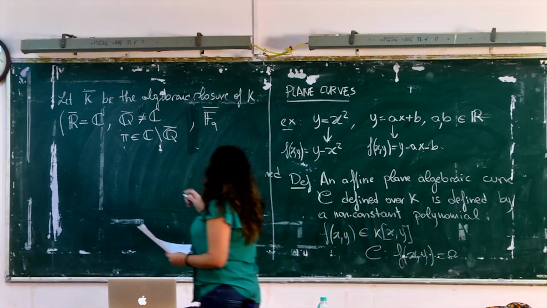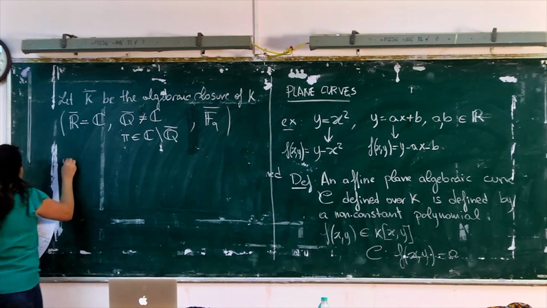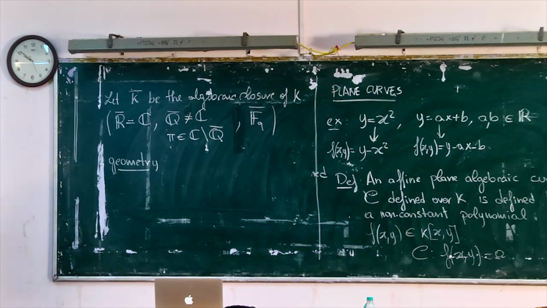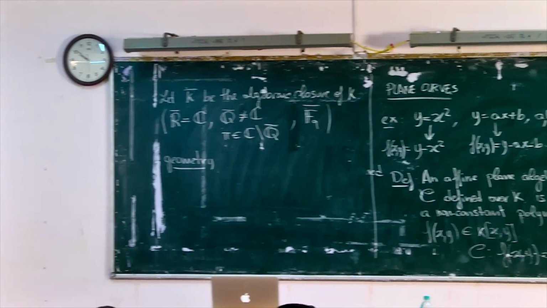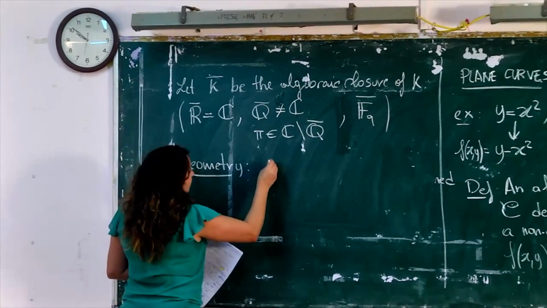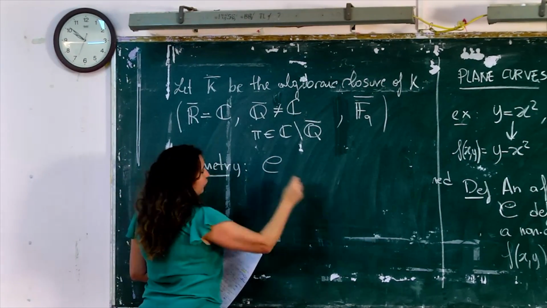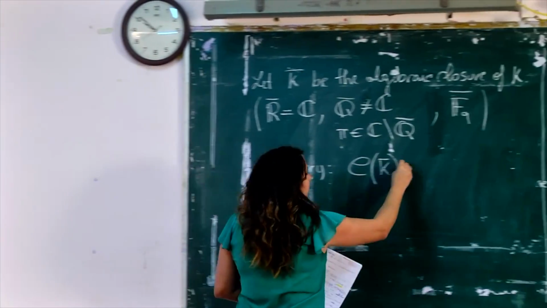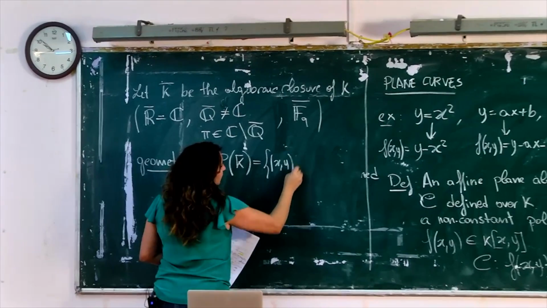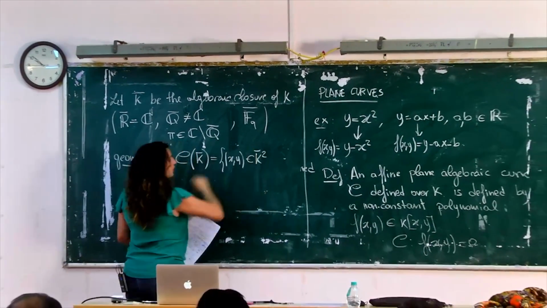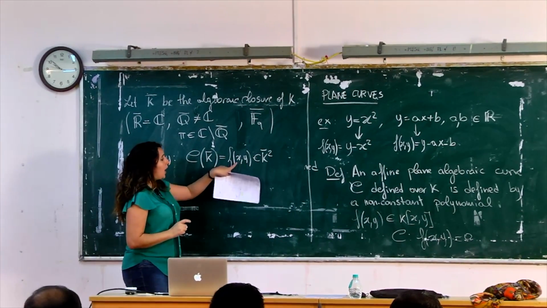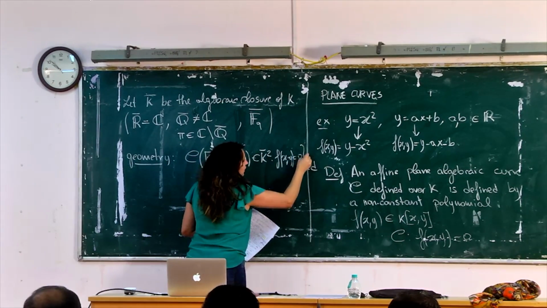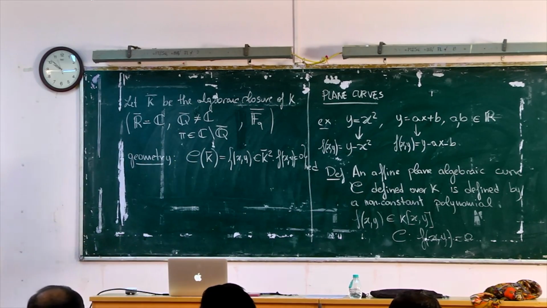So why do we talk about this algebraic closure? Because when we do geometry, we consider points with coordinates in the algebraic closure. This set is denoted by C for the curve and in parentheses K bar. So this is the set of points x, y, where x and y are in K bar, that verifies the equation f of x, y equal to 0. Okay? This is something important to understand and to keep in mind.